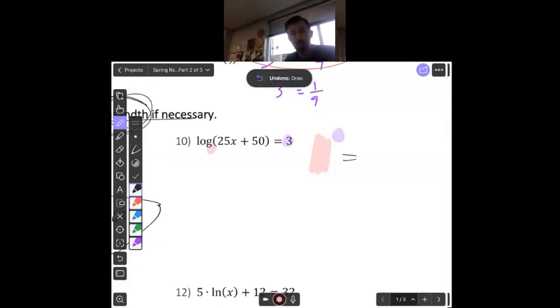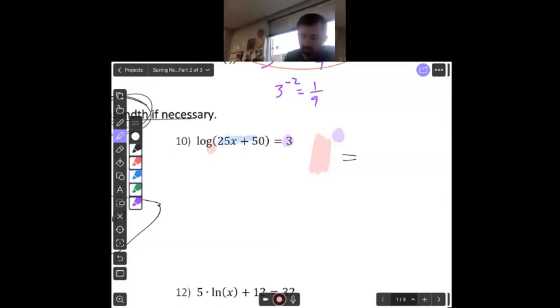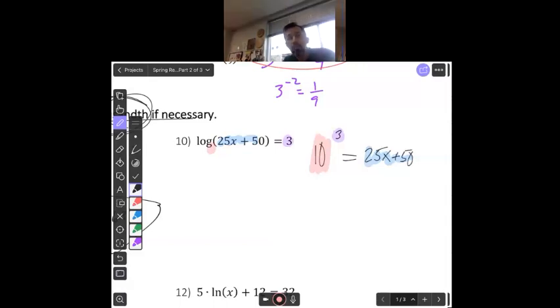Okay, equals something, and that's just what's left. So the part that's the argument is kicked over here. So we know that's log base 10, and then it's 10 to the 3rd equals 25x plus 50. Now in here we know what 10 to the 3rd is, or we can figure it out very quickly. 10 to the 3rd is 1,000.